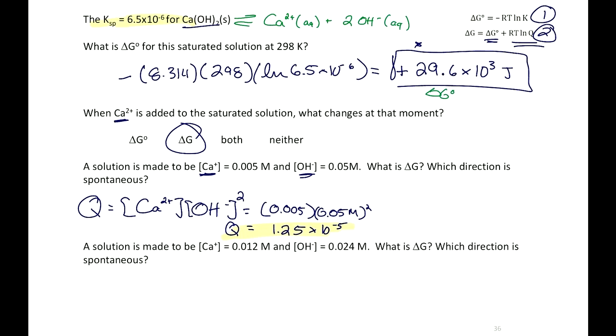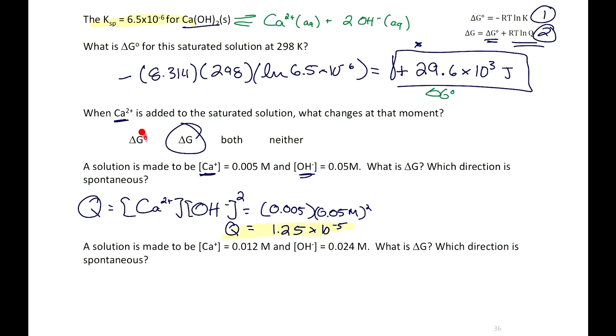All right, so that's at equilibrium. We have K conditions. But now what happens? Well, what if we disrupt that equilibrium? That's Le Chatelier. If we add calcium 2+, so we're adding a product, how do some of these values change at that moment when we disrupt the equilibrium? Only delta G changes. We can now calculate a delta G value because we're not at equilibrium conditions anymore. Delta G naught doesn't change. That's still at standard conditions. That's basically a table value that's always true at that temperature.